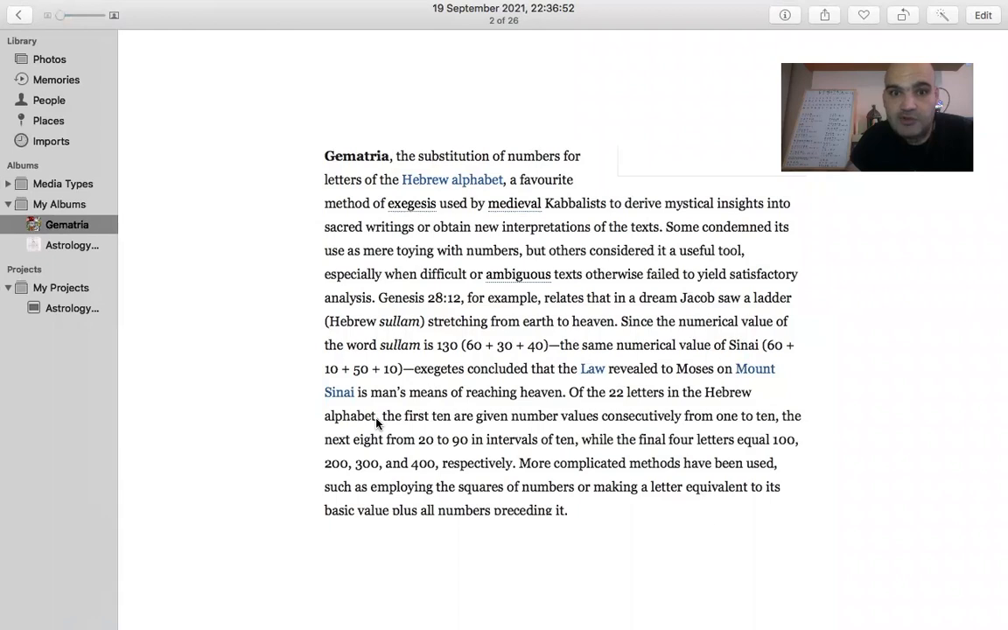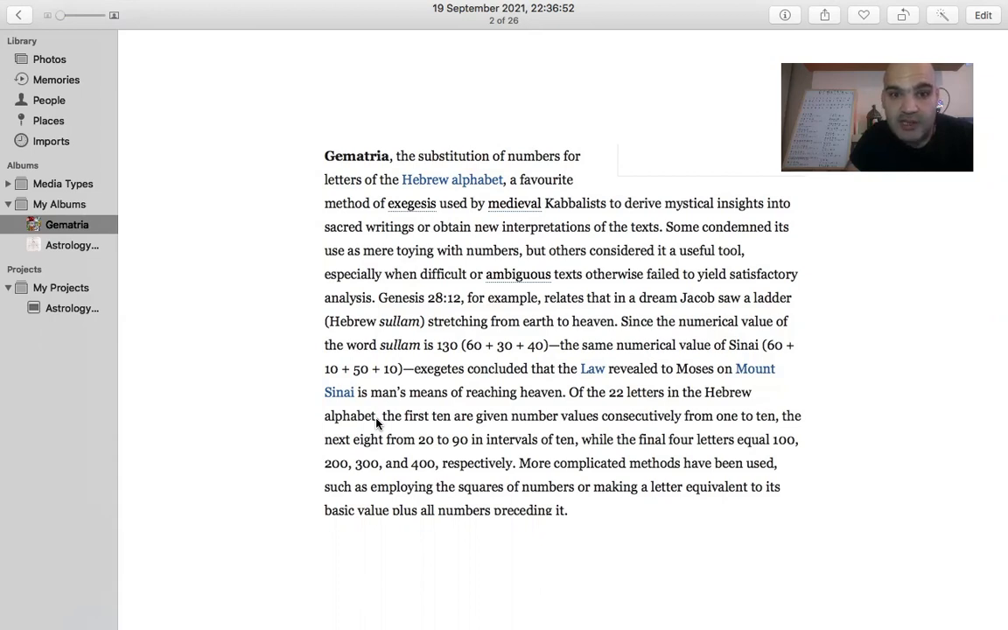Gematria, the substitution of numbers for letters of the Hebrew alphabet, was a favorite method of exegesis used by medieval Kabbalists to derive mystical insights into sacred writings or obtain new interpretations of texts. Some condemned its use as a mere toying with numbers, but others considered it a useful tool, especially with difficult or ambiguous texts that otherwise failed to yield satisfactory analysis.